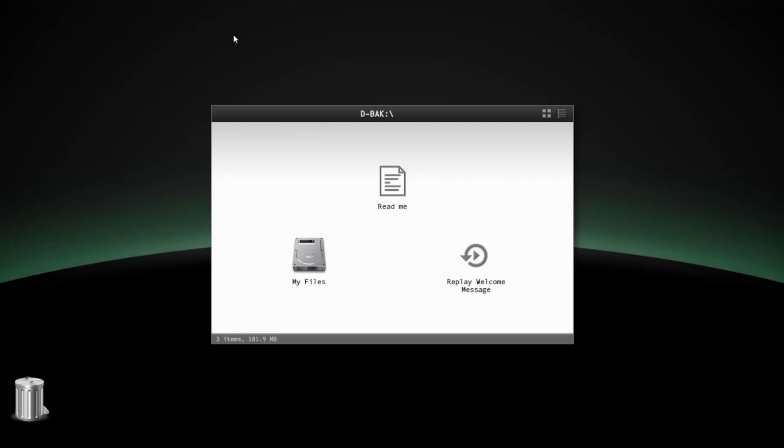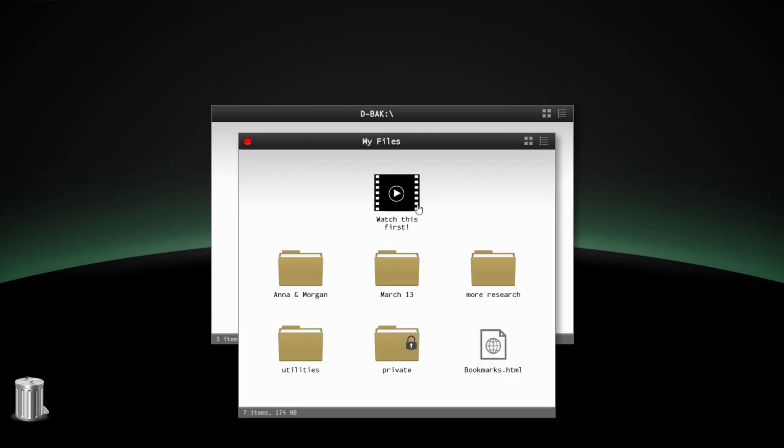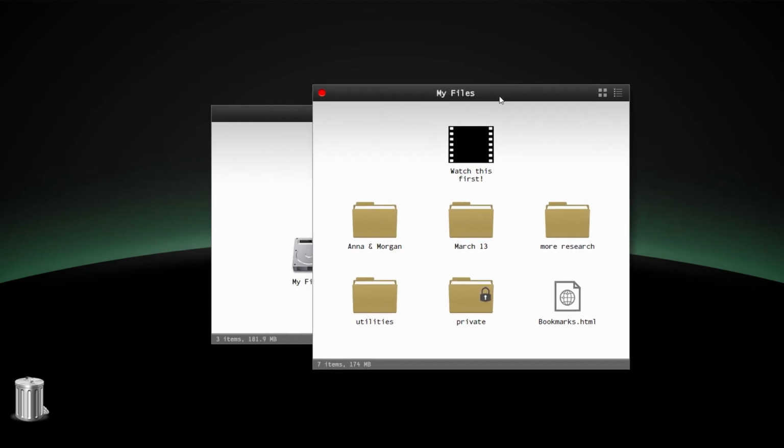Yes. And on the internet, everything is mostly maturity and respect. Okay, replay a welcome message. I think that's the one we just watched, so let's go to my video files, or my files rather.